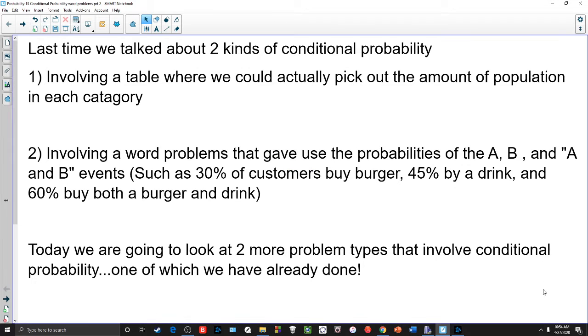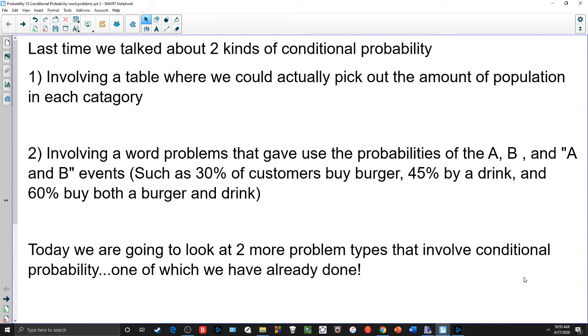So in this video, we're going to talk about, again, a little bit more on conditional probability. In case we don't remember, conditional probability is probability that's based on assuming certain events have happened first. We talked about that last video. We talked about two kinds, actually.